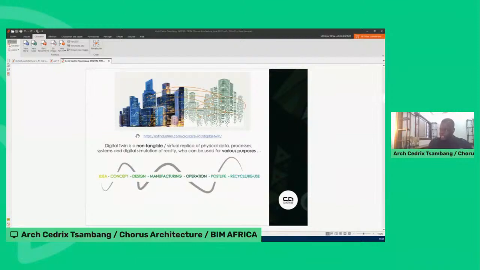So during the process, we can have many steps. Some people don't consider idea as a step with digital tools, but when I will be explaining how we use it, we might understand why we will put idea there. So from idea, we move to concept, from concept to design, to manufacturing, operation, post-life, recycle or reuse, or even retreat. I will talk of manufacturing. In Africa, we don't have much. In sub-Saharan Africa, we don't have too much of manufacturing, not yet, but it's on the rise.